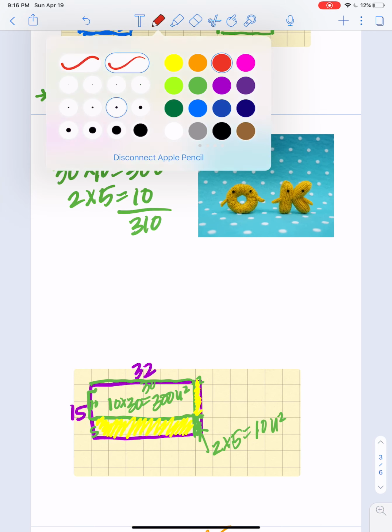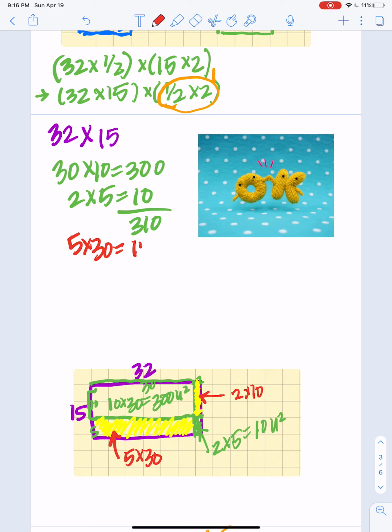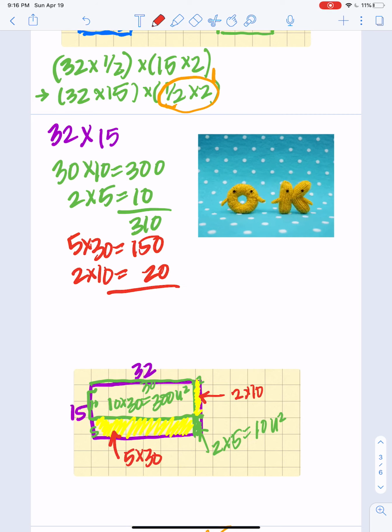So what are those? Well, we can see that this is this first, or this larger yellow rectangle. It's 5 tall and 30 wide, so that's 5 by 30. And then this one right here, it's 2 wide, and it looks like it's 10 tall. So we're missing a 5 by 30, which is 150, and we're missing a 2 by 10, which is 20. And if we add those missing partial products, you can see we get the same answer that we got above.